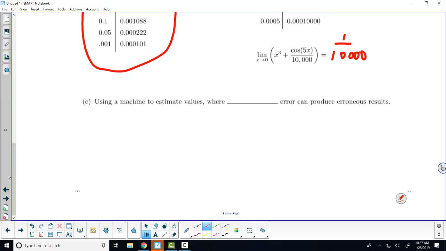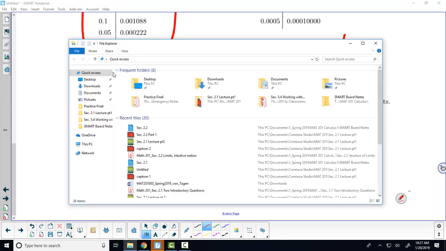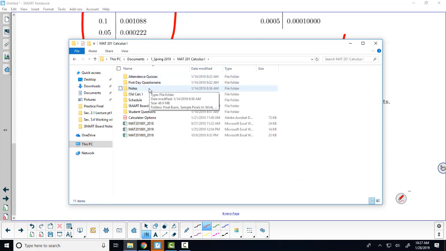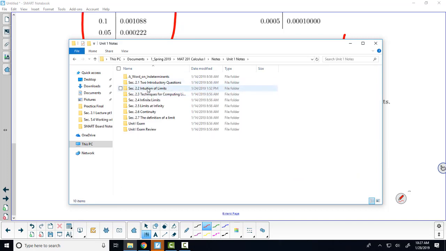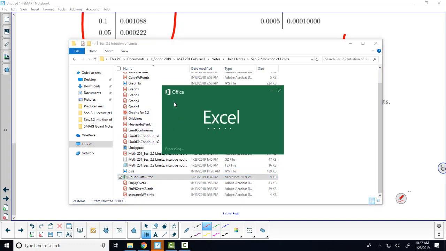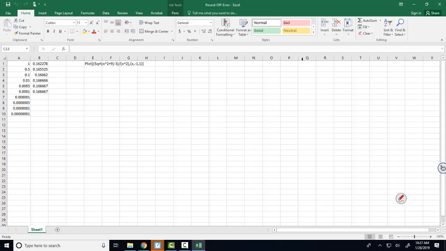I've got one more for you, and that's using a machine to estimate values where a round-off error can produce erroneous results. Let me just show you an example of this. Let's see if I've got this ready to go. I found this interesting because I did this example a few years ago, and I saw the round-off error very quickly. Now I have to go further before I actually see the round-off error.